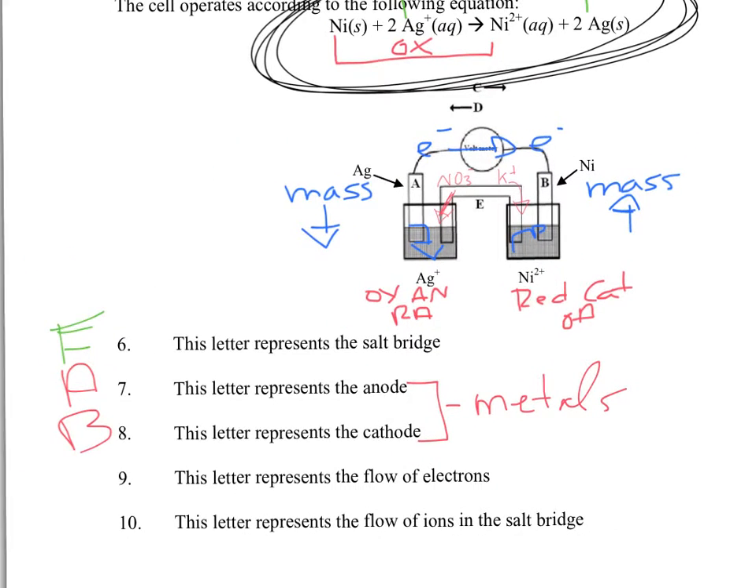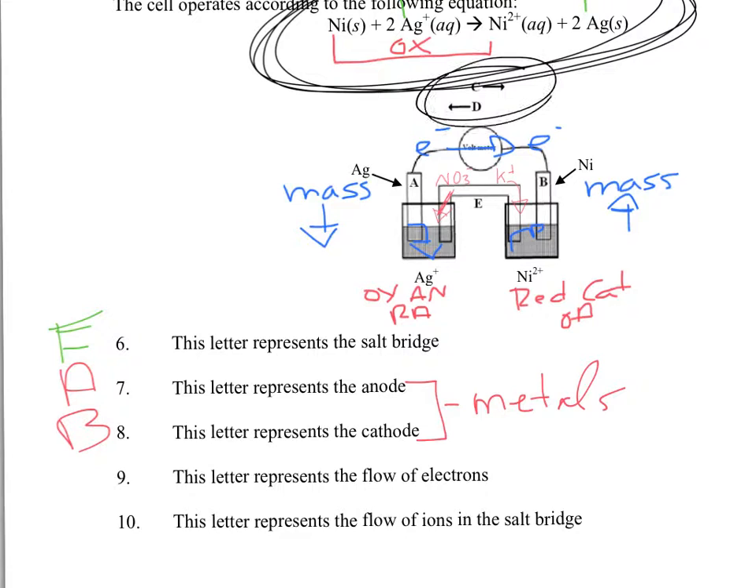This letter represents the flow of electrons. You got to look right here. It is C. Very good. Why? Because it's flowing which way? Left to right, anode to cathode. This letter represents the flow of ions in the salt bridge. It is D. Remember, ions flow backwards. They flow against because it makes a circuit.